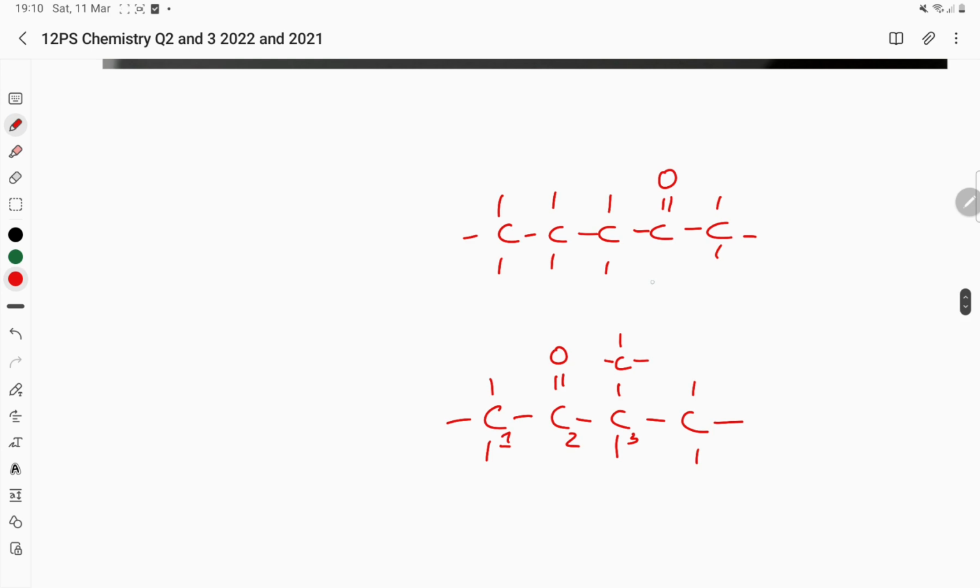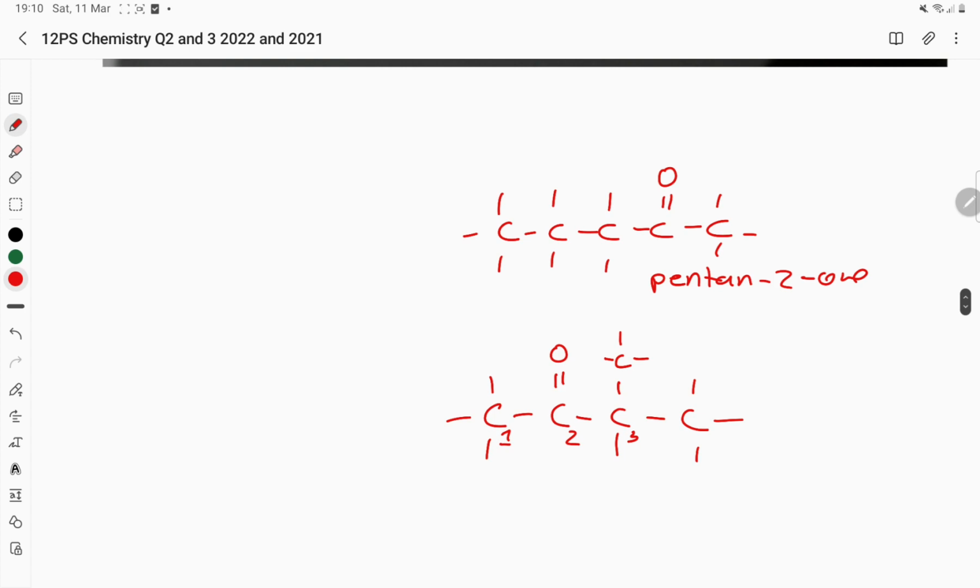This is the pentan-2-one, and this is the other one, the 3-methylbutanone, and it doesn't have a butan-2 or 3-one because no matter where you put that carbonyl group, it will still end up in the same spot. So that's why we don't indicate its position.